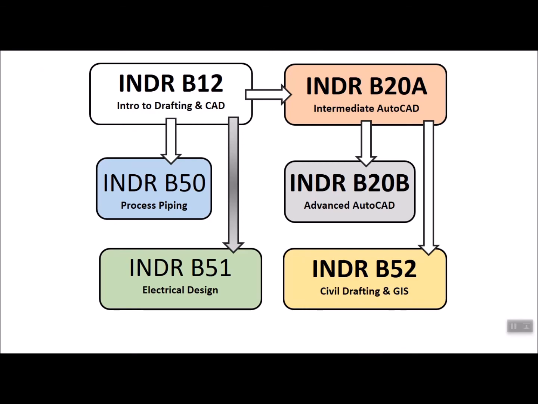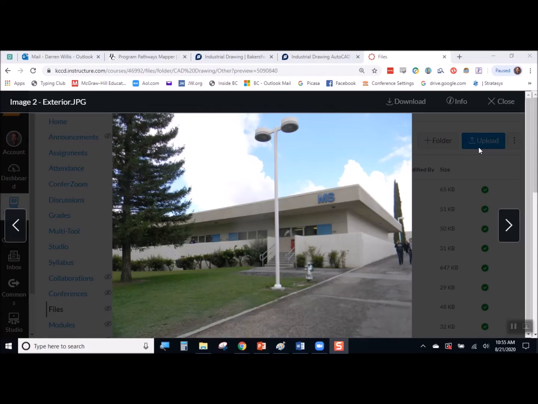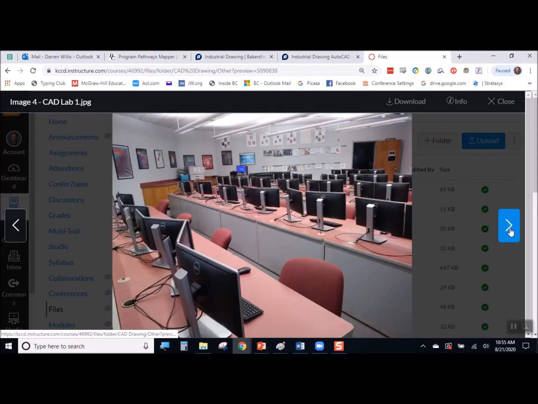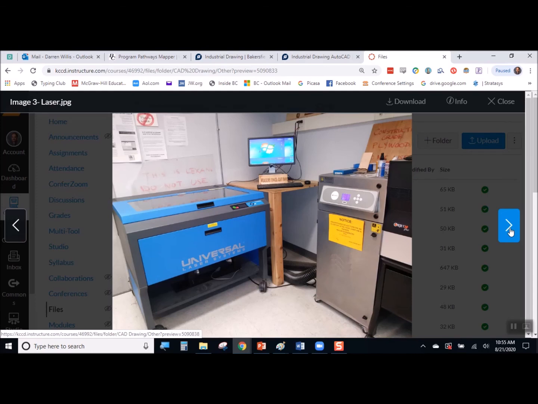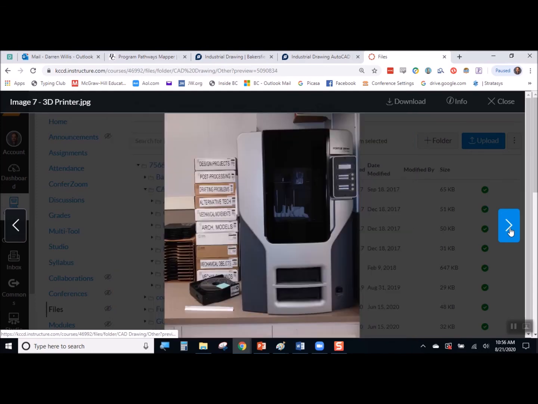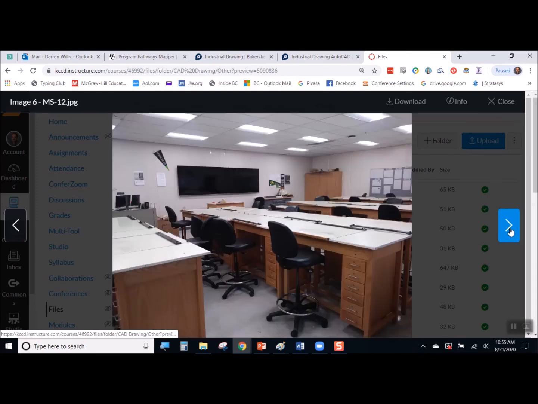I invite you to come by. We're over in the glorious MS building. This is one of our CAD labs in the MS building. This is our second CAD lab in the MS building. This is our laser cutting station. This would be our Fortis 3D printer. This is our architecture and industrial drawing, traditional drawing room.